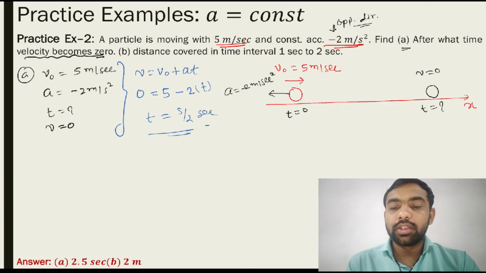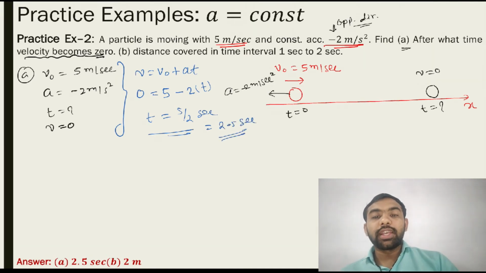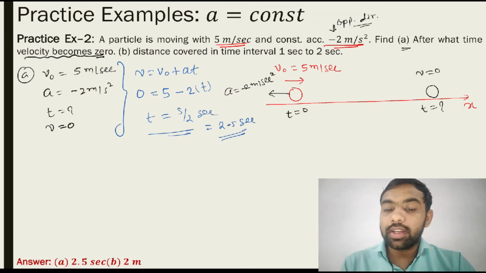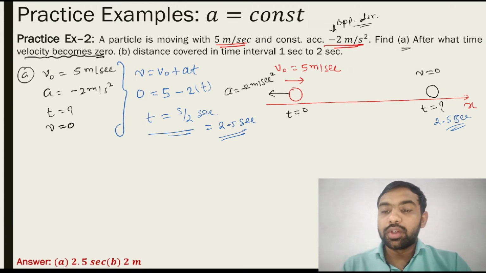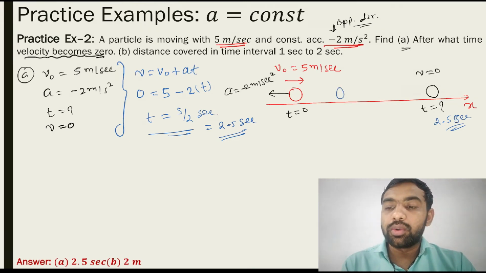What is the meaning of this? It means 2.5 second. Simple one. What is the second one? Distance covered in time interval 1 second to 2 second. So how much time has passed here? 2.5 seconds. So suppose at 1 second the object is here and at 2 seconds the object is here: t is equal to 1, t is equal to 2 seconds.